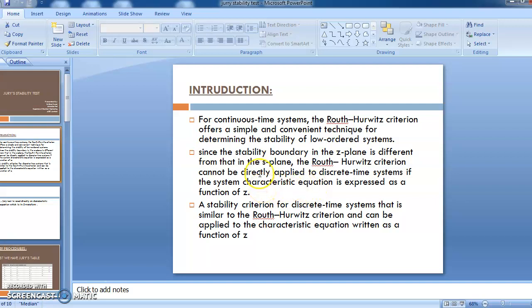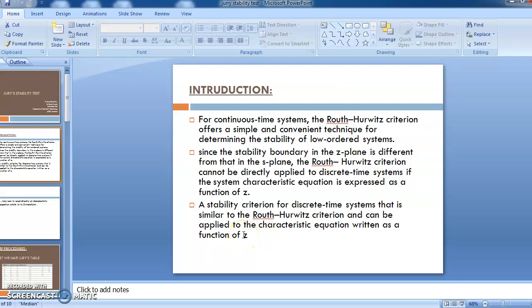That means when the equation is in the form of the S plane, we are capable of applying the Routh-Hurwitz technique, but when the characteristic equation is given in the form of Z transformation, we are not able to apply the Routh-Hurwitz criteria directly. Then a stability criterion for discrete time systems that is similar to the Routh-Hurwitz criteria and can be applied to the characteristic equation written as a function of Z is needed.